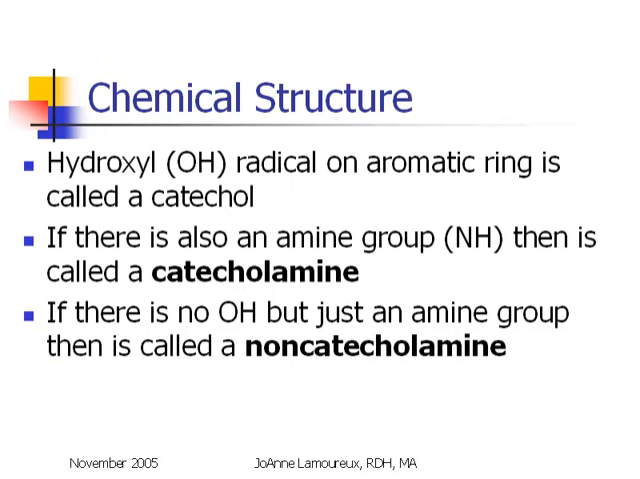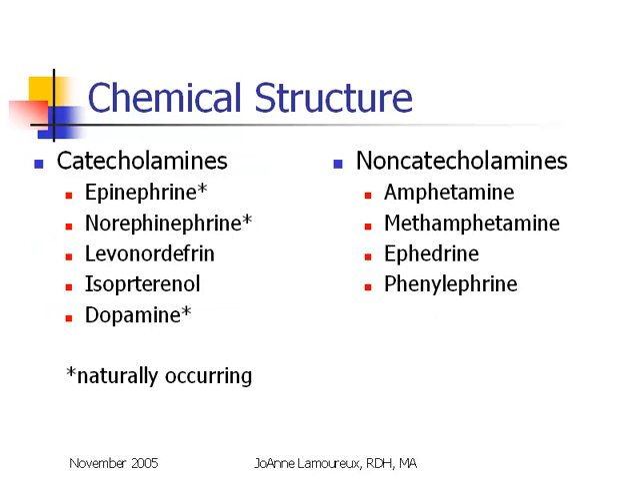It's important to know a little bit about the chemical structure of our vasoconstrictors. When there's a hydroxyl radical on an aromatic ring, the chemical is known as a catechol. If you add an amine group and you put the two together, it's called a catecholamine. If you have no hydroxyl radical but just the amine group, it's called a non-catecholamine. What you see listed here are chemicals that are listed as catecholamines and non-catecholamines. Some of the names may be familiar to you. Epinephrine and norepinephrine are the two neurotransmitters that are used by the body to transmit signals via the sympathetic autonomic nervous system.